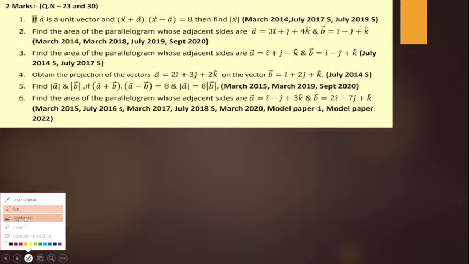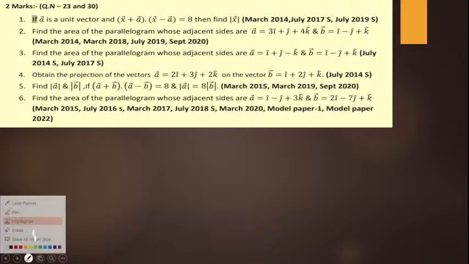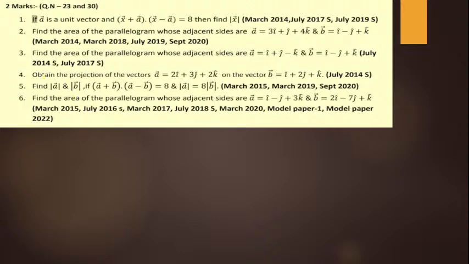We'll go for the next question here. Here is the fourth question. Obtain the projection of vector A on vector B. This is also an important question, which was asked in the July 2014 question paper.